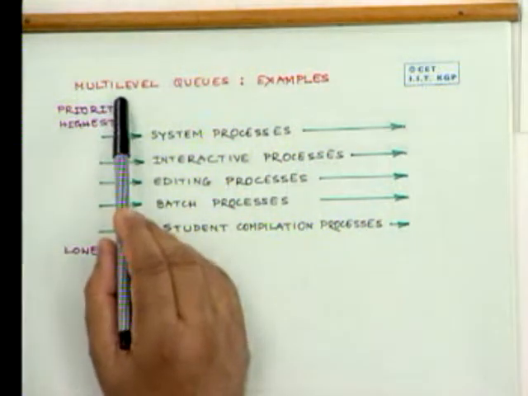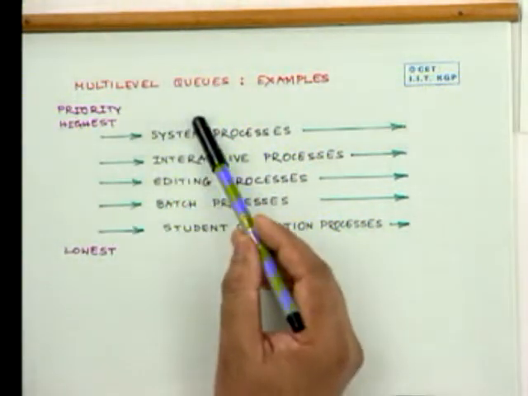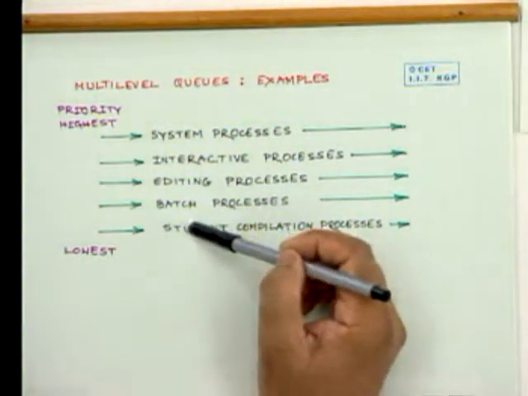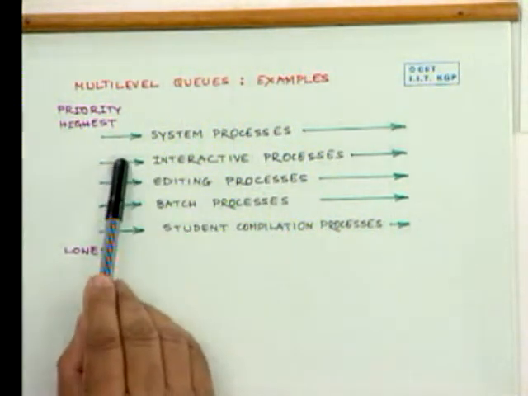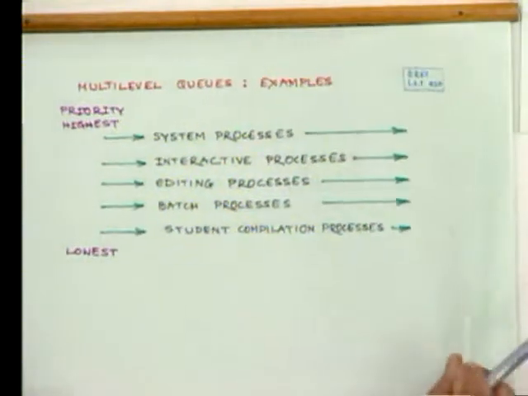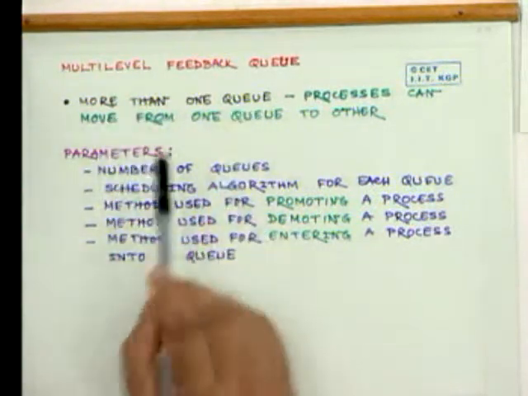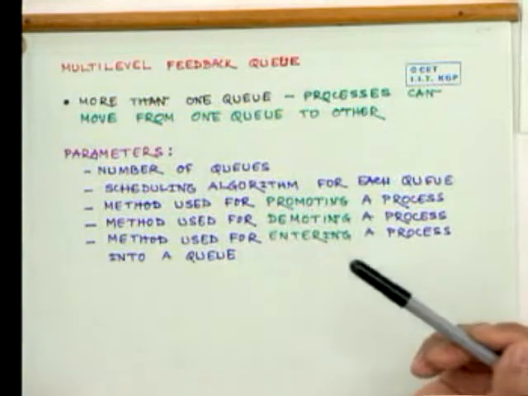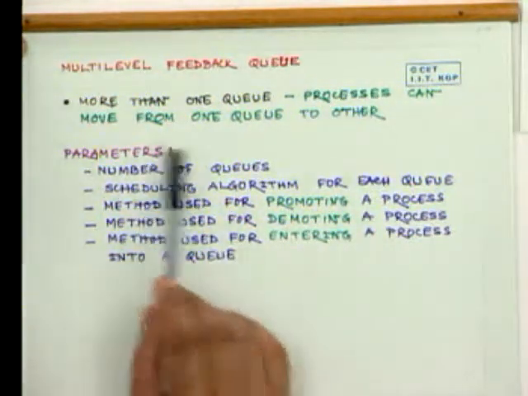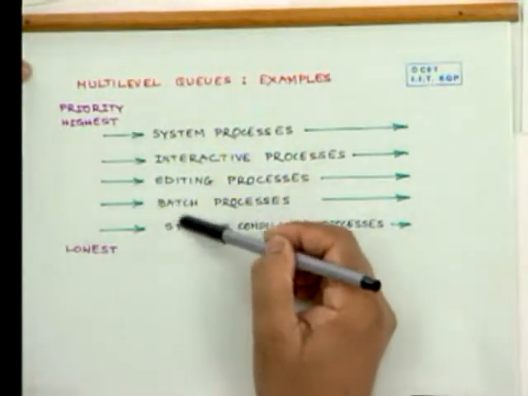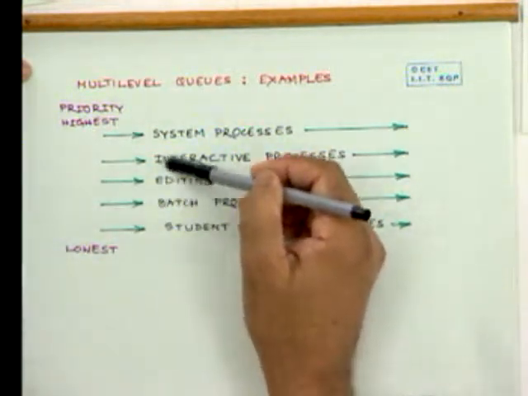Now, this is multi-level queues. One aspect of this multi-level queue is that the processes cannot move between queues. That means once a process is in one queue, it doesn't move to other queues. To circumvent this problem, what has been proposed is the multi-level feedback queue. Here we have more than one queue, and the processes can move from one queue to another. Naturally, in these cases, the processes can possibly move between the different queues.